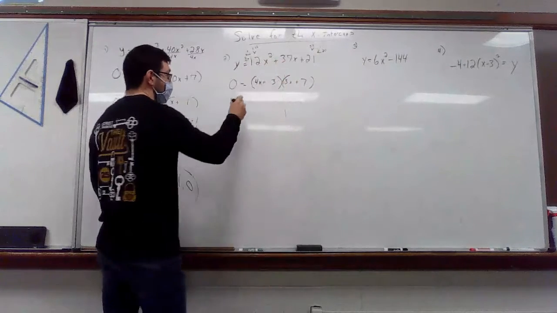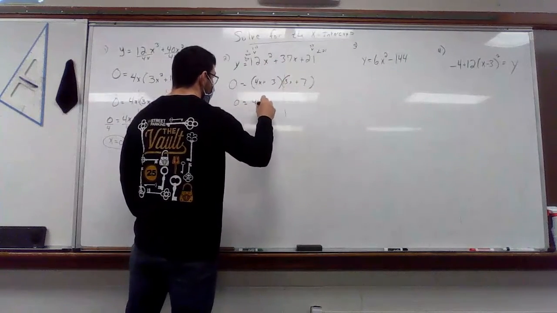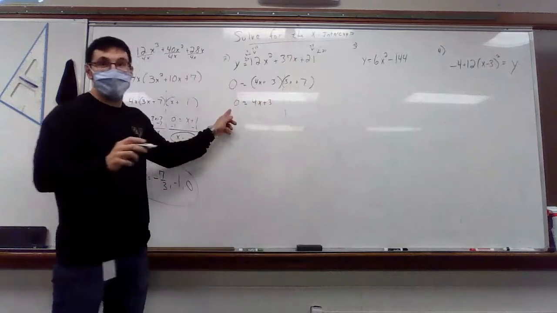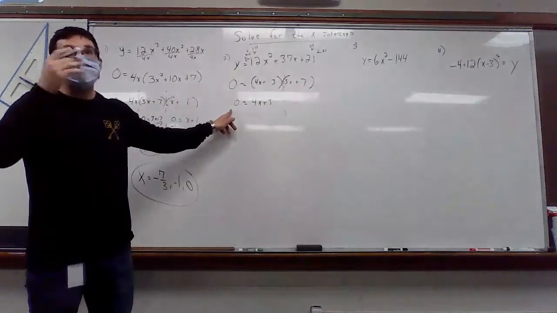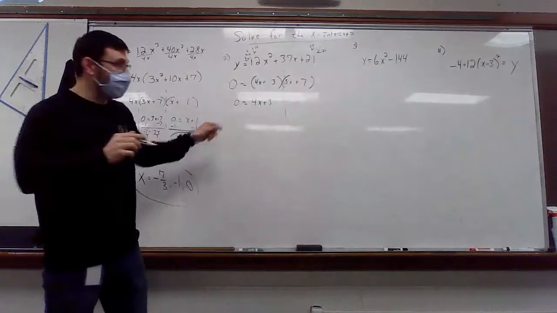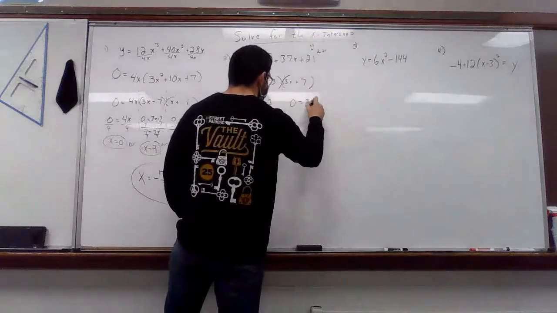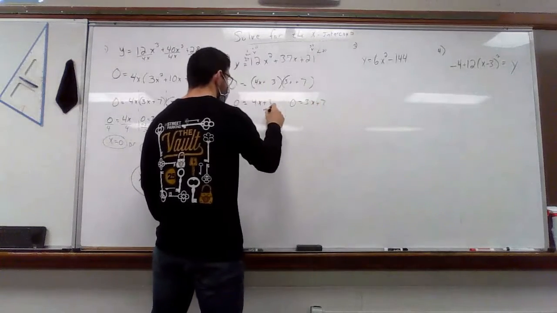I split it. Again, each of these equals 0 because the y is 0. If y is 0, that's how we're finding the x-intercepts, because it doesn't go up or down. That's the whole purpose of this. So we've been doing the past 2 classes.